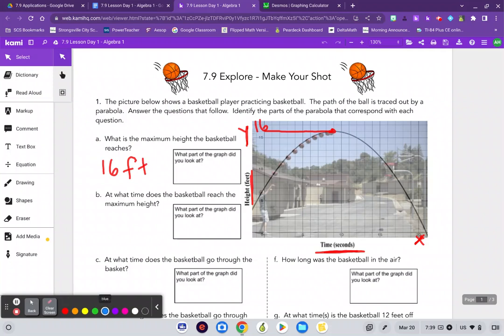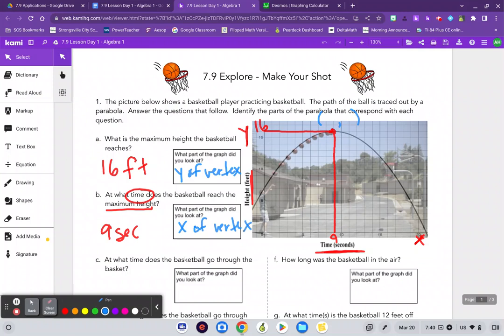The other question says, what part of the graph did you look at? I want to be specific. So I'm looking at the vertex, and specifically, I'm looking at the y of the vertex because I'm looking at the height, which is a y value. B says, at what time does the ball reach the maximum height? Again, I'm still at this vertex, that maximum height. If I bring that down, and it looks like I'm going by ones, I'm going to be at 9 seconds. So we're going to label that 9 seconds. Again, I want to be specific. I'm still looking at the vertex, but this time it's the x of the vertex.